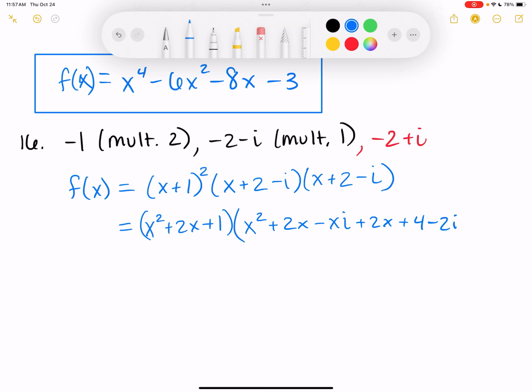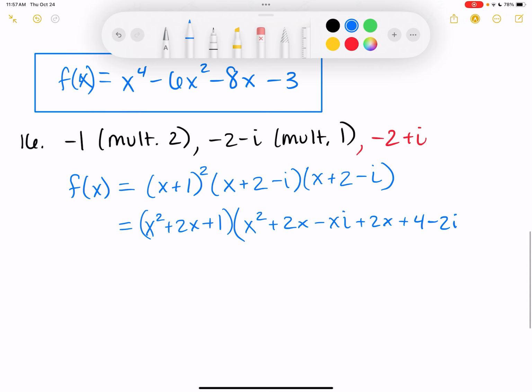wait. X squared plus 2x minus xi minus 2i. Okay. Minus xi minus 2i plus i squared. Kind of smushed there. Let's see.